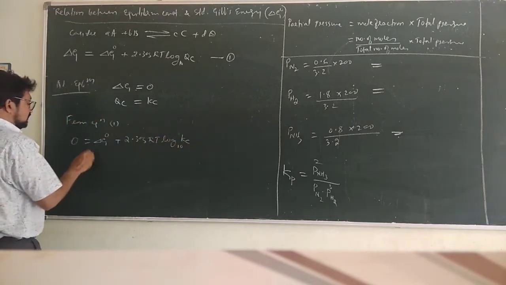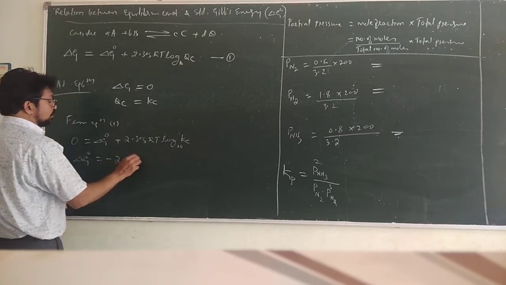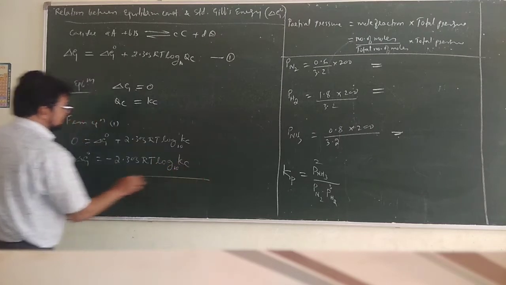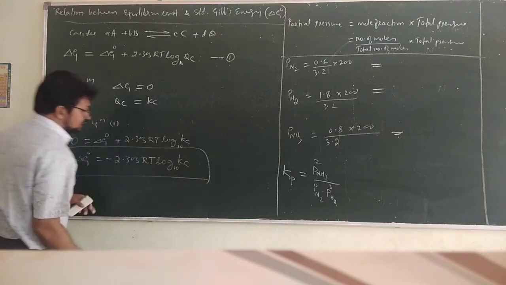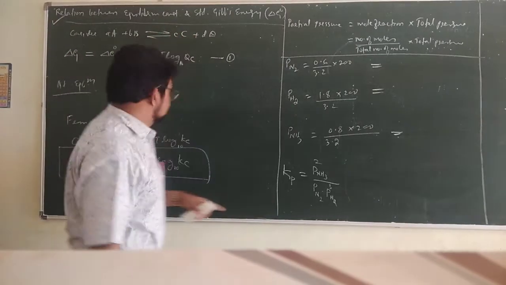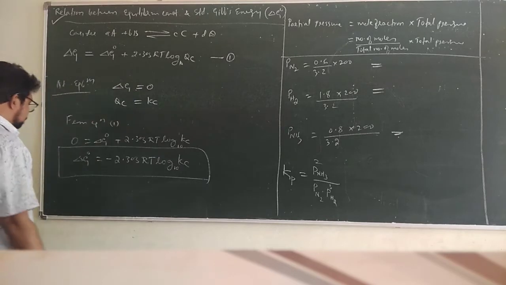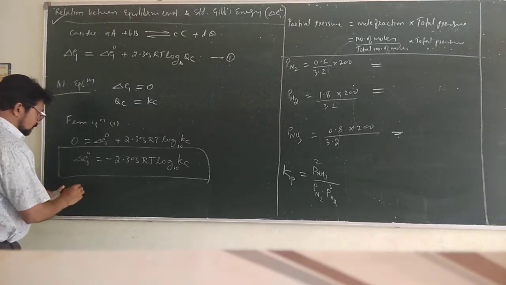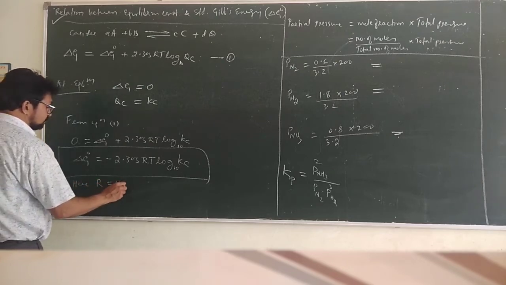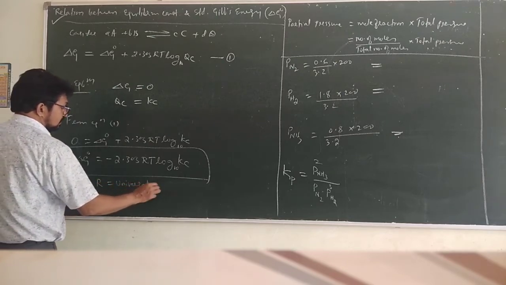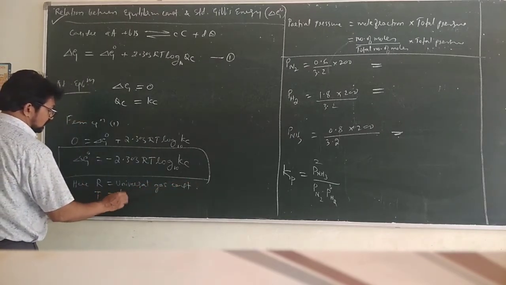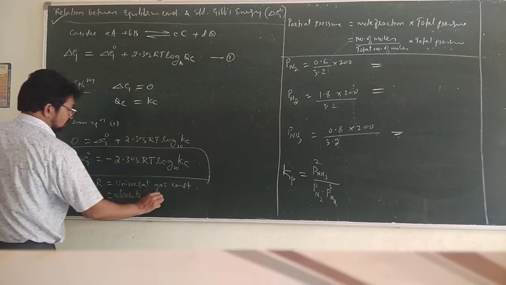So it means delta G naught equals minus 2.303 RT log Kc, or even Kp also is correct. So this is the relation between standard Gibbs energy, delta G naught, and the equilibrium constant. Now what is R here? R refers to the universal gas constant and T refers to absolute temperature.